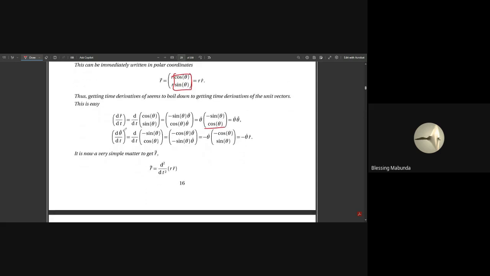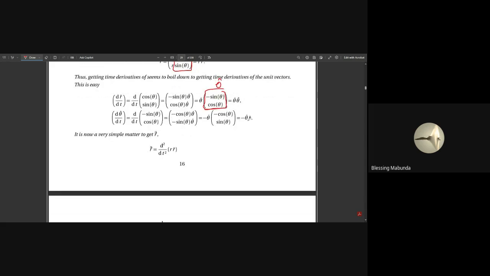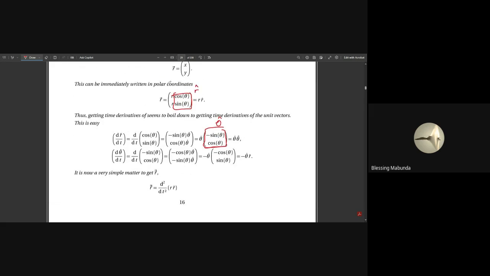And our d theta hat dt, this is d dt of this theta hat term here. So this is r hat. This is theta hat. And you can do the derivative of that, and you end up with minus theta dot and r hat. And r hat was set to, so this is theta hat.